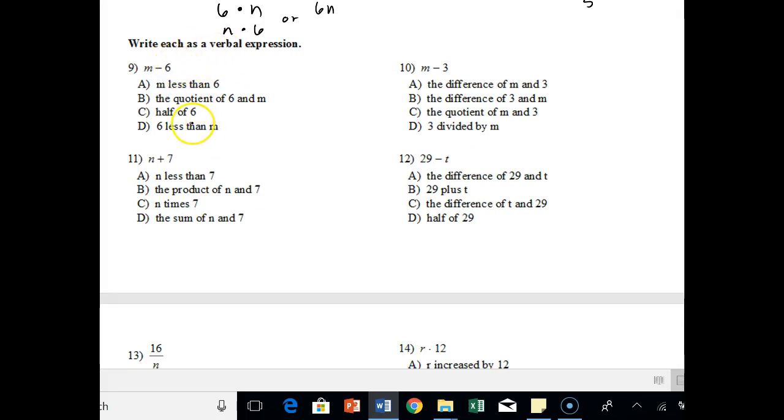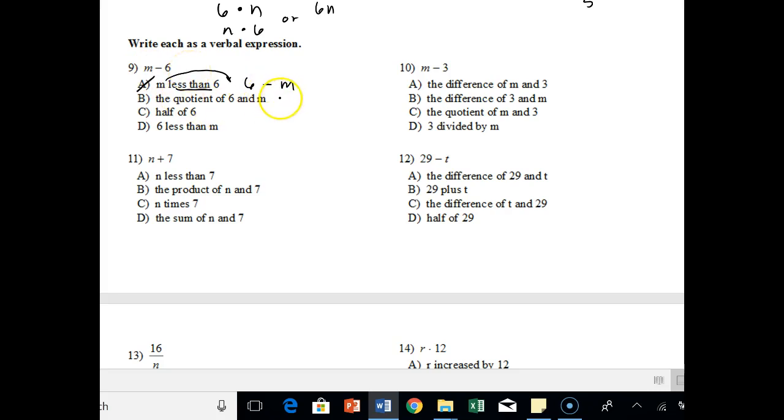On the next section, it says write each algebraic expression as a verbal expression. So if I have m minus 6, I'm just looking for m minus 6. Well, notice I don't see m minus 6, right? I see m less than 6. What would that be? Well, the less than would take the m on the other side of the 6, so that would say 6 minus m. So that actually does not work. That is different than m minus 6.